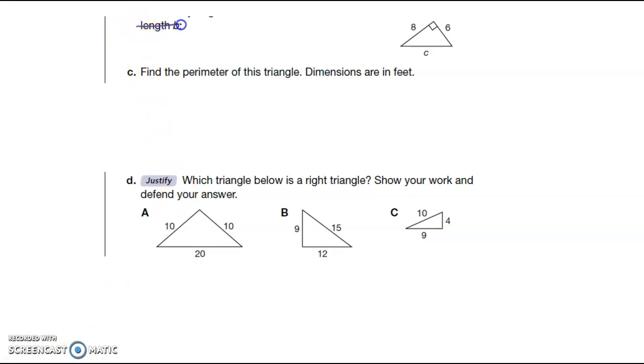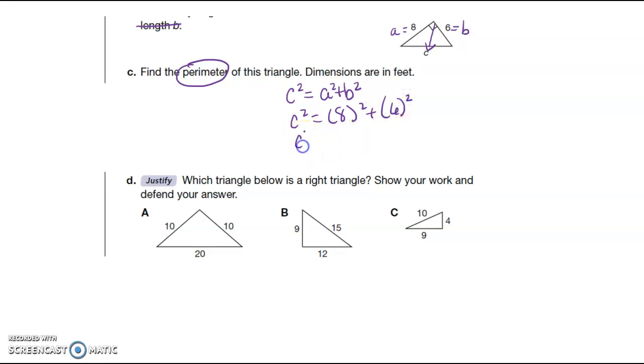Okay. I don't know why this copied so weird. What is the perimeter of this triangle? So to find the perimeter of this triangle, I'm going to have to find C, which is named appropriately here because it's across from the 90. So C squared equals A squared plus B squared. It really doesn't matter what's A and B. So C squared is equal to 8 squared plus 6 squared. C squared is equal to 8 times 8 is 64. 6 times 6 is 36. C squared is equal to 100.